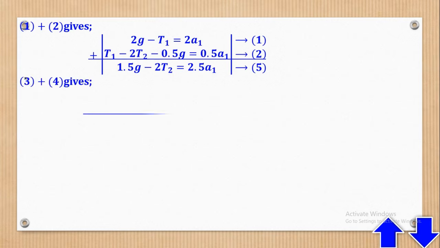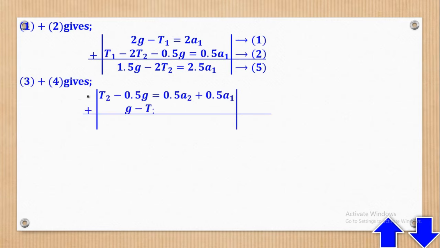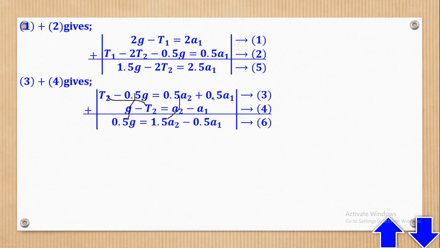Then equation 3 plus equation 4 will give me that. Realize that T2 cancels, then this with this, g minus 0.5g gives me 0.5g. Then this side, 0.5a2 plus a2 is 1.5a2. Then 0.5a1 minus a1 will give me negative 0.5a1, which is that. So that is equation 6.